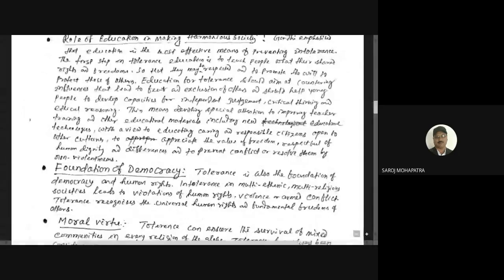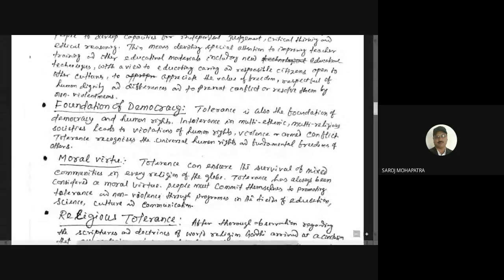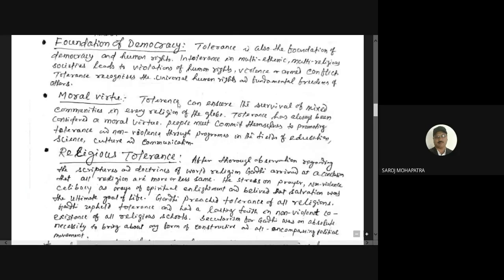Next, the foundation of democracy through tolerance. Tolerance is also the foundation of democracy and human rights. Intolerance in a multi-ethnic, multi-religious society leads to the violation of human rights, violence or armed conflict. Tolerance recognizes the universal human rights and fundamental freedoms of others. Similarly, it is also treated as a moral virtue and religious tolerance.